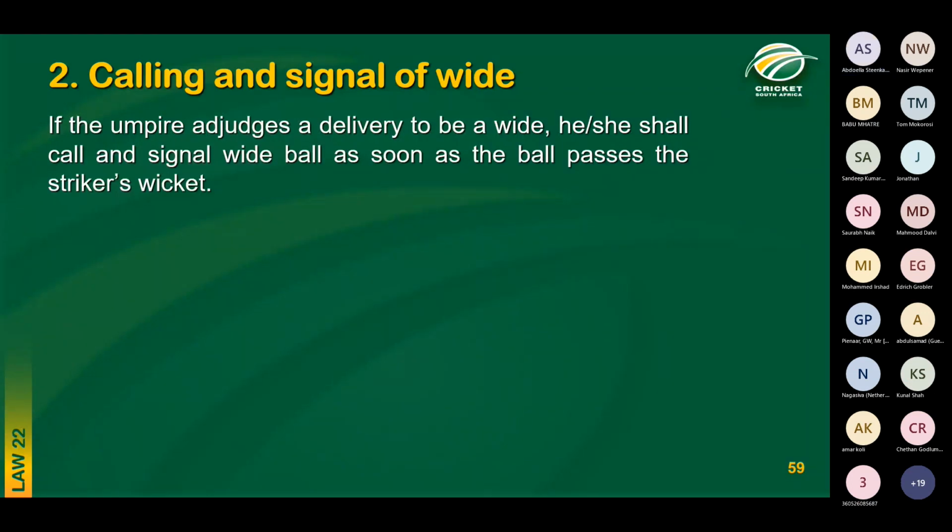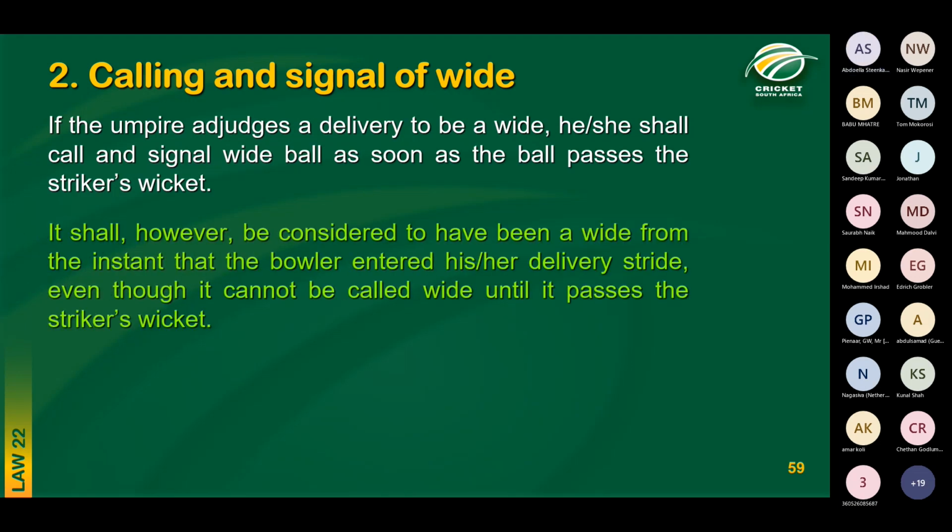Calling and signaling of a wide. If the umpire judges the delivery to be wide, the umpire is only to call and signal wide ball as soon as the ball passes the striker's wicket. Do not call it too early. Wait for the ball to pass the striker's wicket, then call and signal wide ball. However, even though we wait till it passes the striker's wicket, the law tells us that the ball is actually considered to have been wide from the instant that the bowler entered his or her delivery stride. So in effect, once that back foot has landed from the bowler, that is when the ball is already wide, even though you only call it once it passes the striker's wicket.